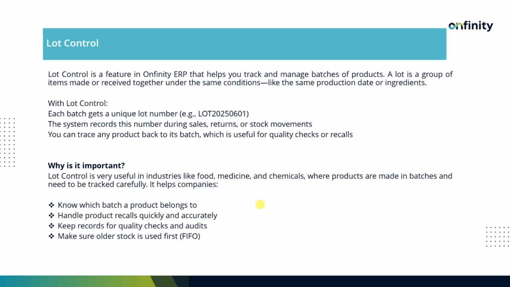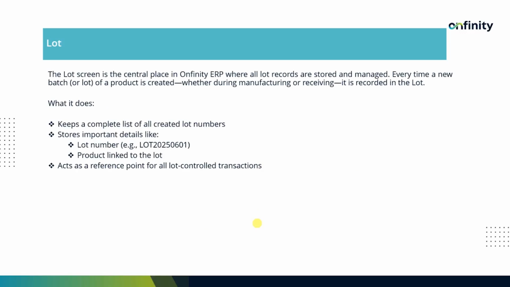Why is lot control important? Lot control is very useful in industries such as food, medicines, and chemicals, where products are made in batches and need to be traced carefully. It helps companies identify which batch a product belongs to and efficiently handle product recalls. It also helps keep records for quality checks and audits and ensures that older stock is used first, following a first-in, first-out method. Next, we have the lot screen.